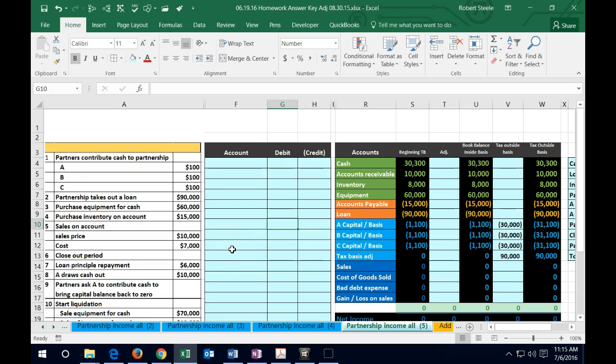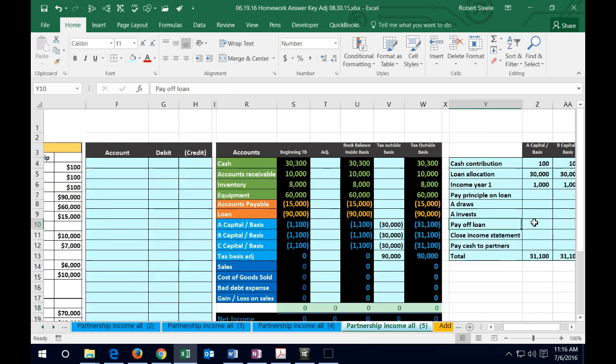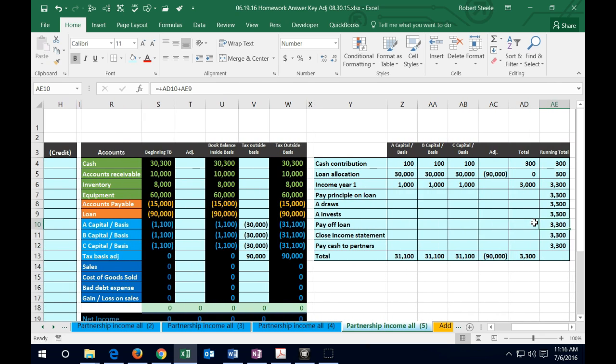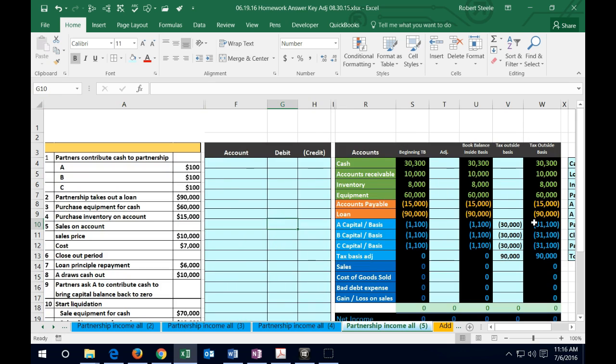Hello, in this lecture we're going to continue on the partnership problem we started last time. We're focusing in on the capital accounts here, the difference between the book capital accounts and the tax capital accounts, which we have represented in terms of a trial balance format, as well as in a table format. So this is where we left off last time, and we're going to continue this time in year 2.